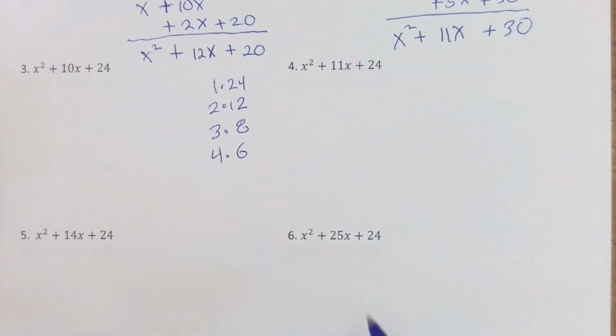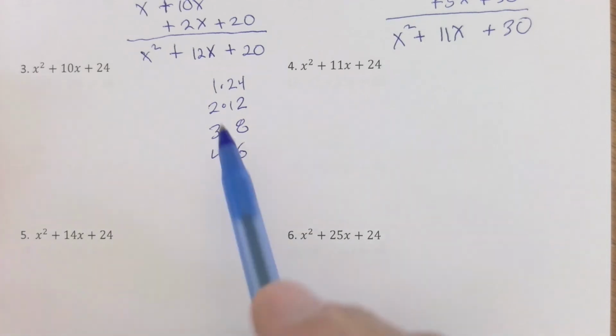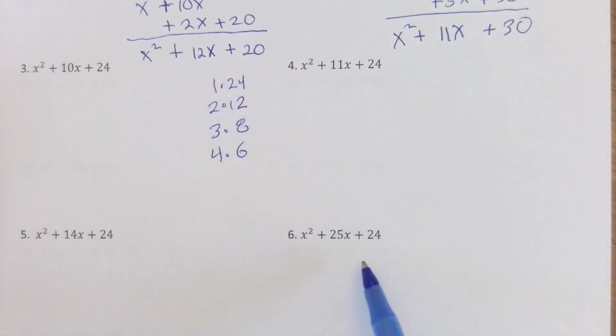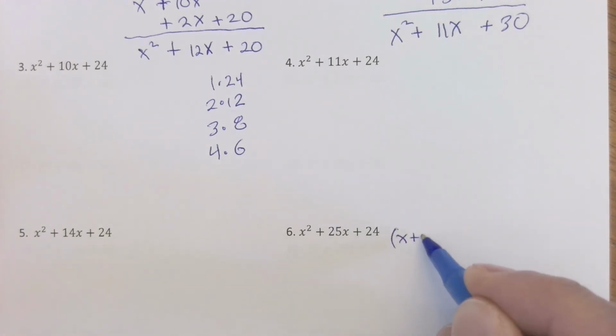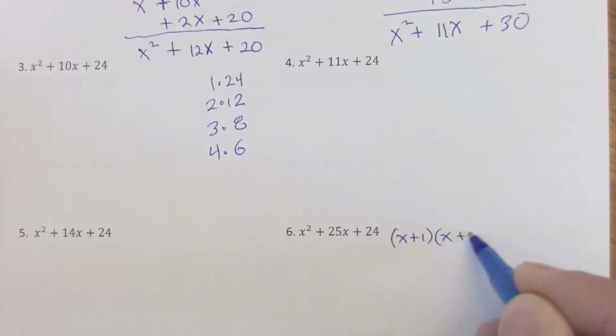This problem has 24 on the end, but it also has 25 in the middle. So I think that the 1 and the 24 are the numbers that are going to get used to factor this. So this answer is going to be x plus 1 times x plus 24.